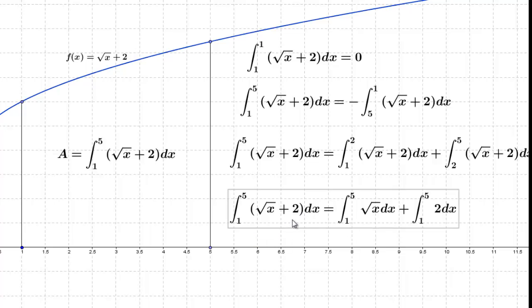And finally, the integral from 1 to 5 of the square root of x plus 2 dx is also separable. We can break this into two separate integrals where we have the integral from 1 to 5 of the square root of x dx plus the integral from 1 to 5 of 2 dx.